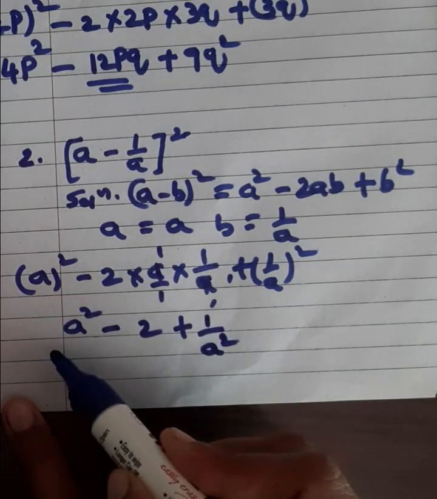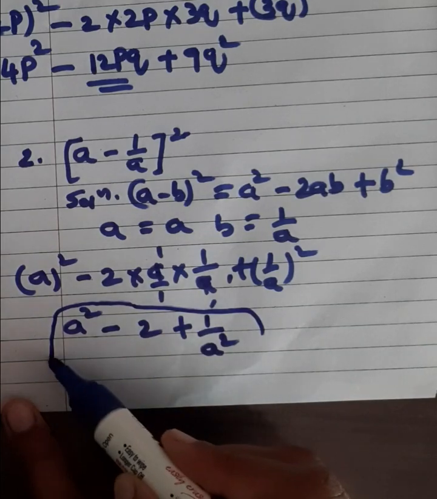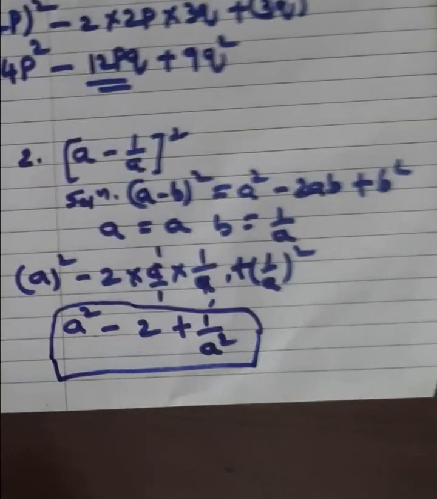So, the answer is a square minus 2 plus 1 by a square. Okay.